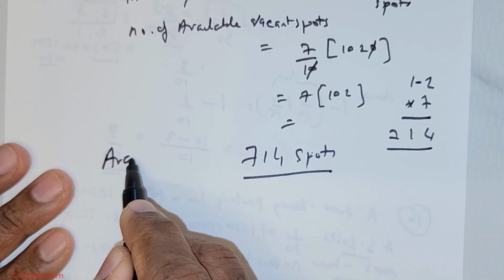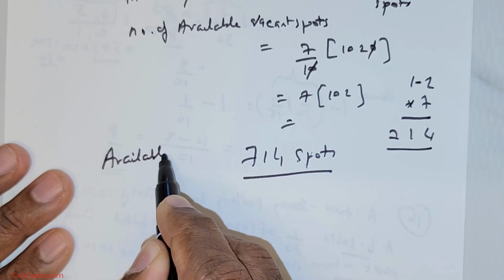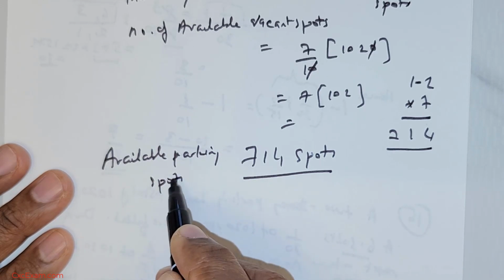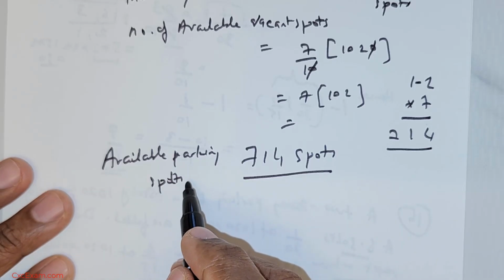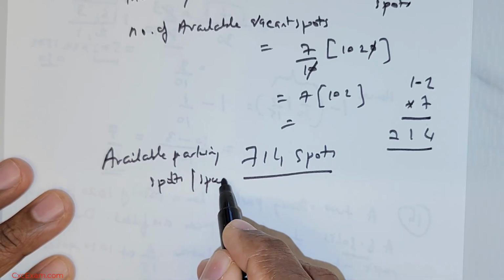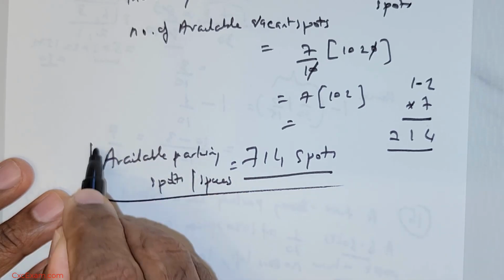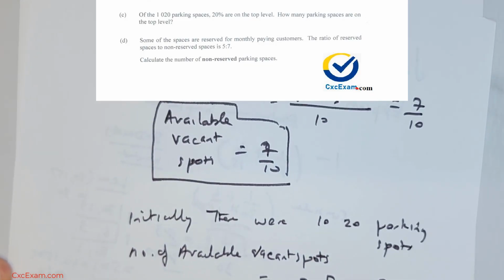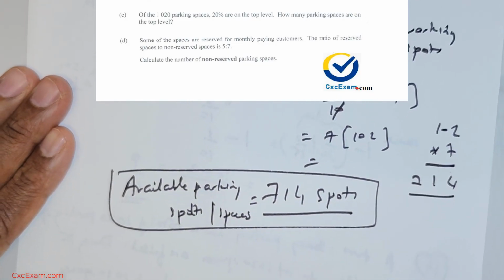Okay, so you can just state there, available parking slots or spots or spaces, is 714. So that is the conclusion for this lovely question. So let's move on to the next one.